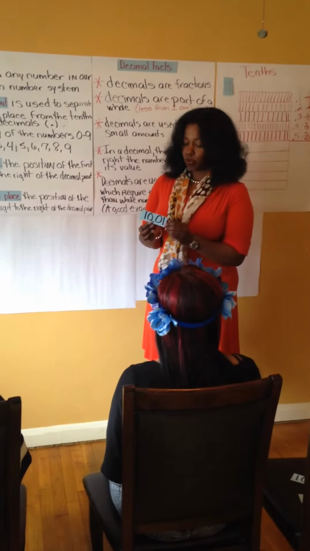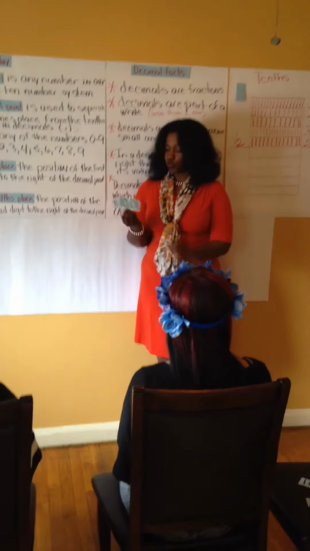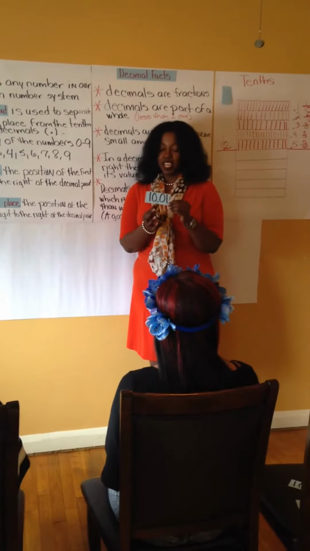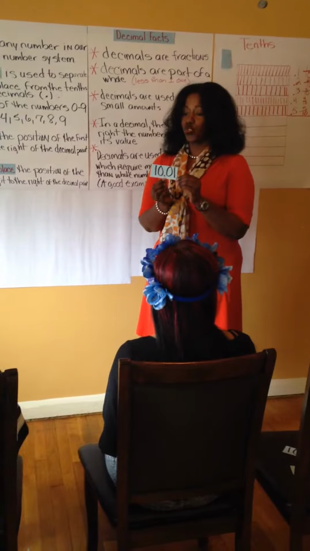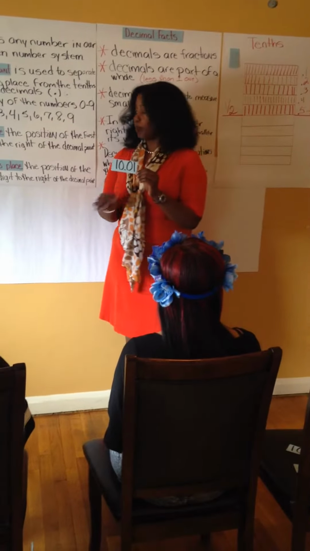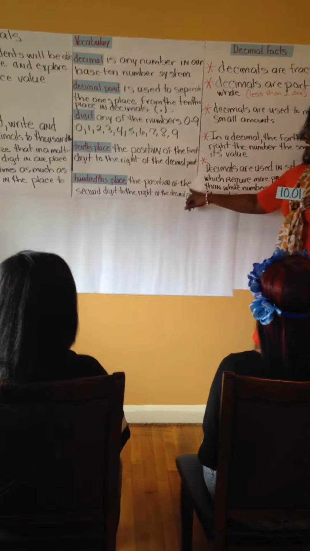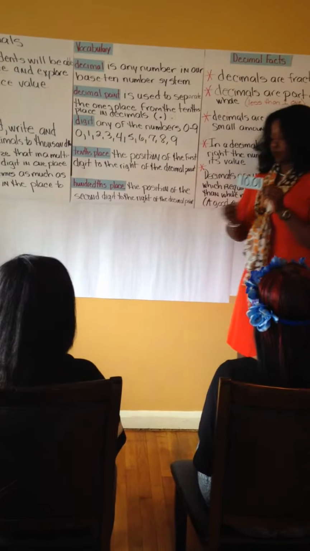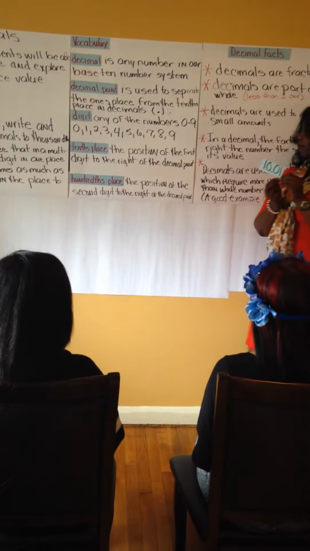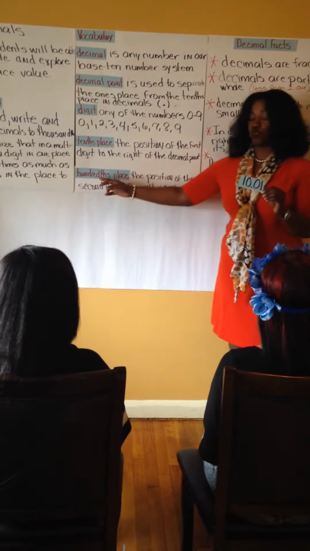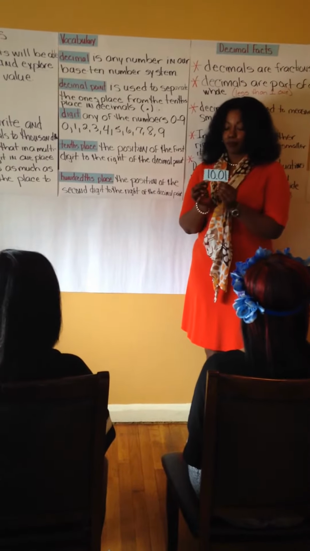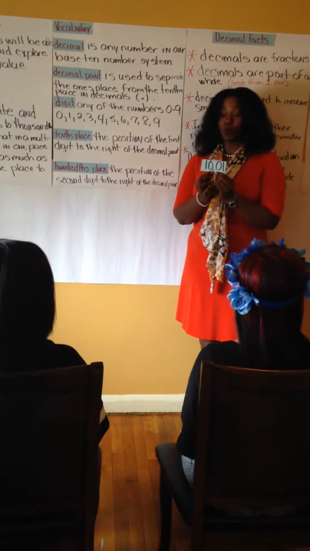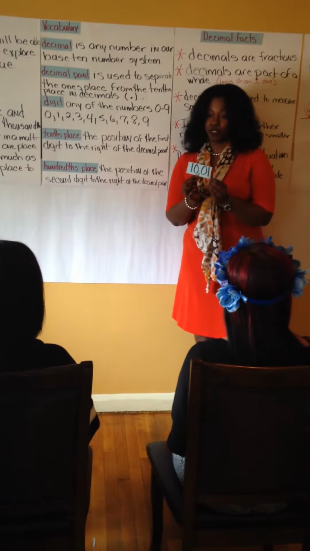Okay, so the next number, you read this, 10 and 100ths. Remember, the second digit to the right is the hundredths place. So, you can read this number as 10 decimal point 100ths.